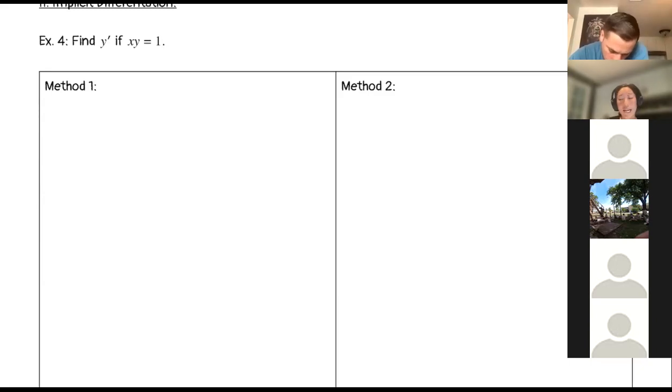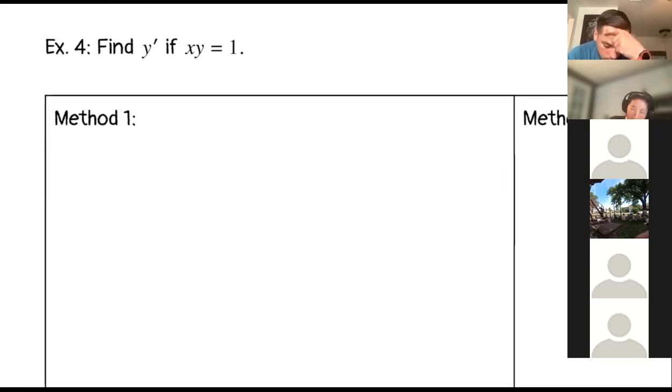So would we like to see implicit differentiation first? Or would we like to get y by itself first? How are we feeling this morning? Okay, we have some mixed reviews, but mostly people are saying, let's get y by itself first.